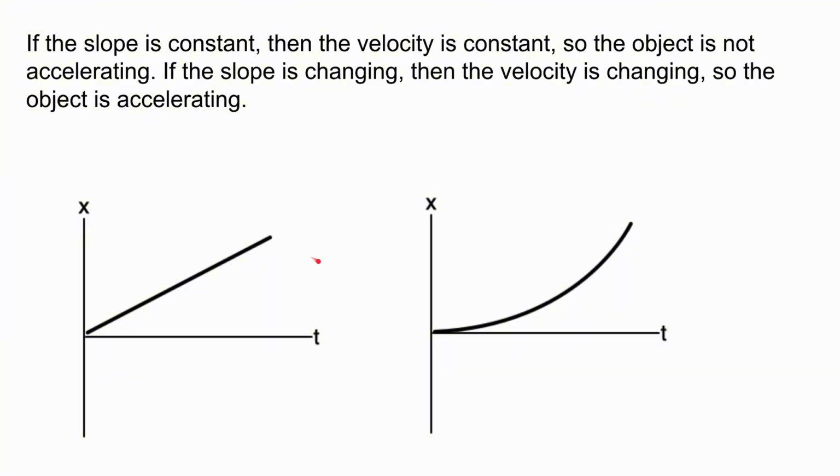But if I look at this one over here, I see that at this point here, this is a good trick to use. Look at the very beginning, near t equals 0, that slope is pretty close to 0, so this object was barely moving at all. And here the slope is quite steeper, so I know this object is accelerating. So a curved line tells me it's accelerating, and a straight line tells me that it is traveling at a constant speed.